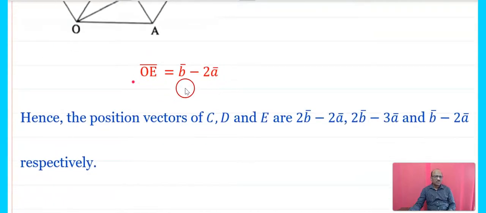Therefore OE bar is equal to B bar minus 2A bar, and hence the position vector of C is 2B bar minus 2A bar, the position vector of D is 2B bar minus 3A bar, and the position vector of E is B bar minus 2A bar. We have just calculated them respectively.